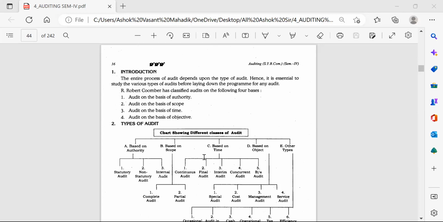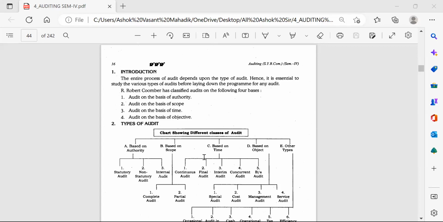Okay. Then, based on scope. Now, what is the meaning of scope? Can anyone tell me what is scope? Okay, I'll tell you. Scope means coverage. What you are going to cover is called scope. So based on scope or coverage, we have complete audit and partial audit.